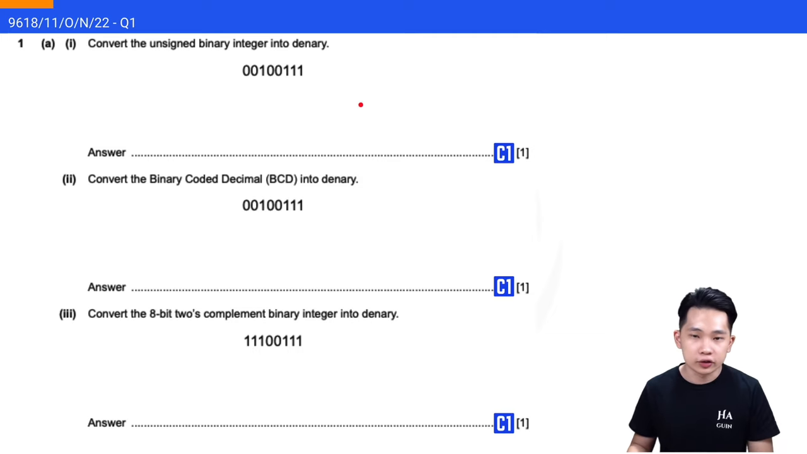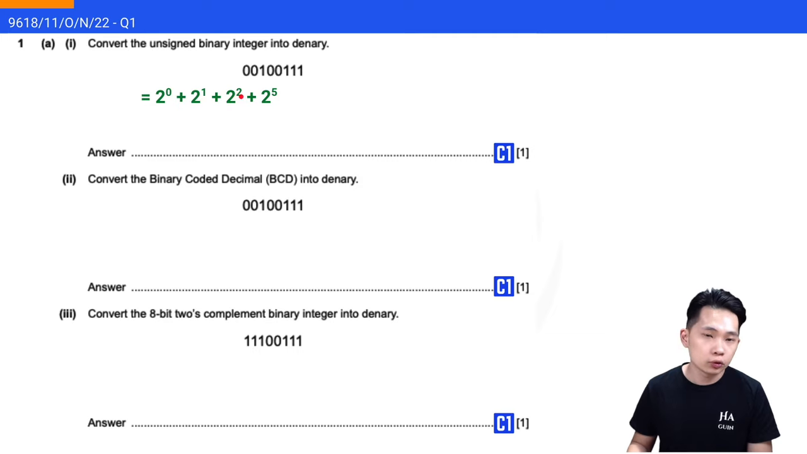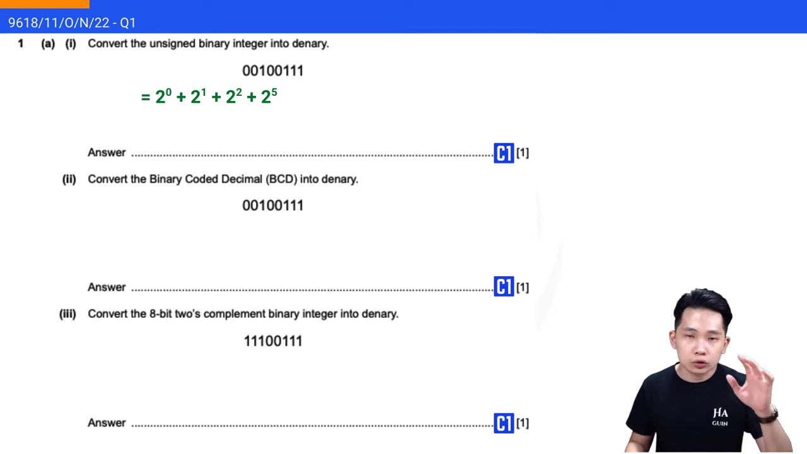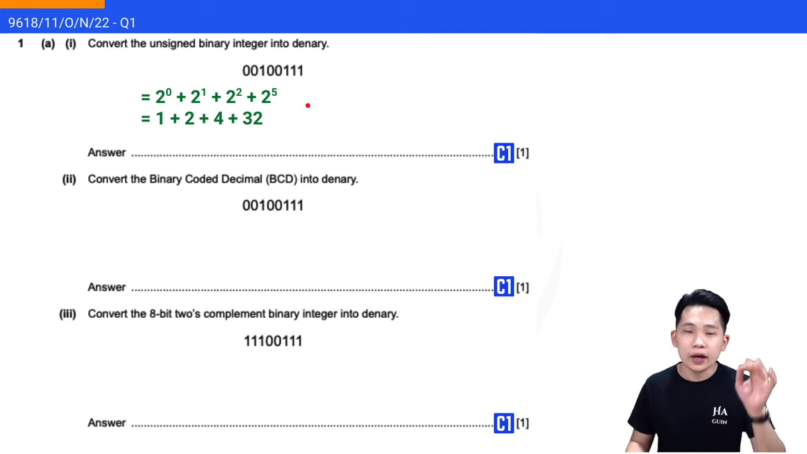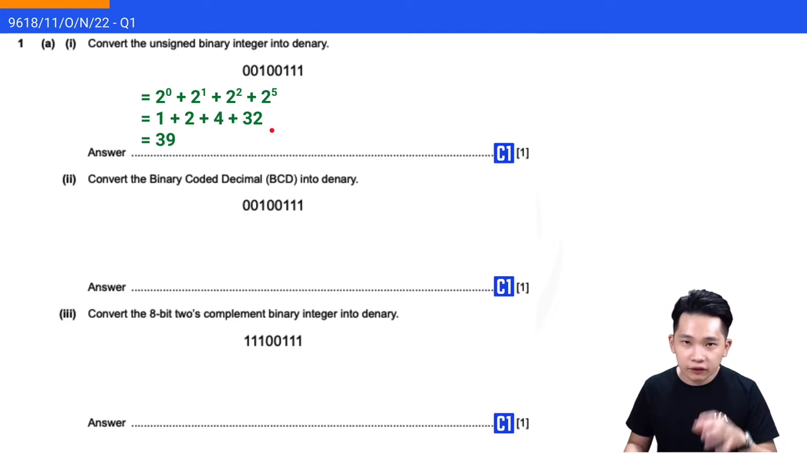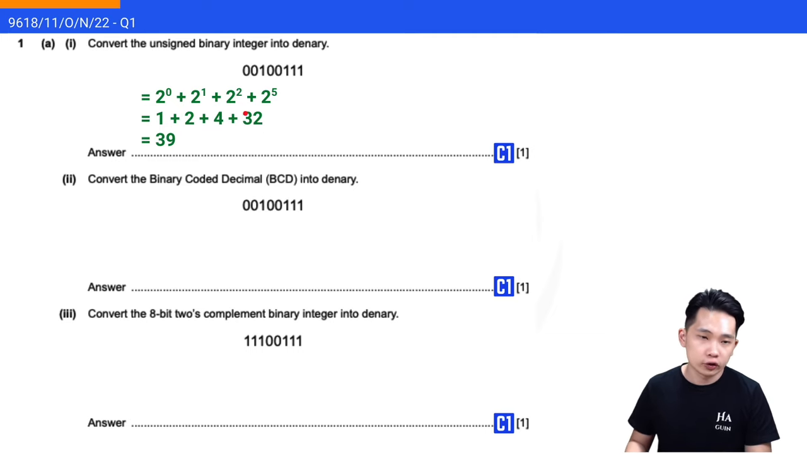And now let's look at the working. This is a one mark question. So how do you do that? First of all, you'll get 2^0 plus 2^1 plus 2^2 plus 2^5, because this is 2^0 here, 2^1, 2^2, and 2^5. What you're doing here is just summing all the numbers together, so you get 1 plus 2 plus 4 plus 32, and then you'll get the final answer. Definitely for this question, you don't have to show the full working as I show on the screen here. You can just show 39 here, and you will still be able to get one mark.